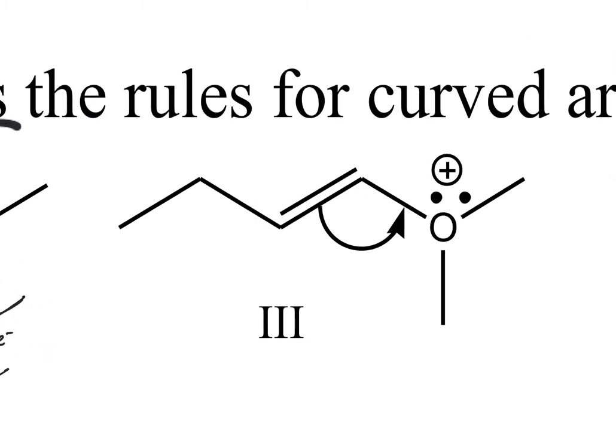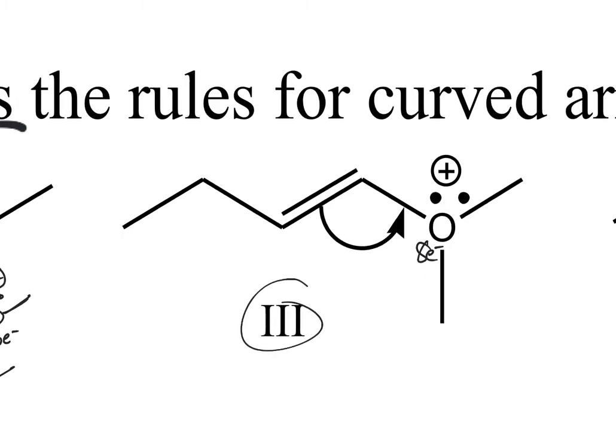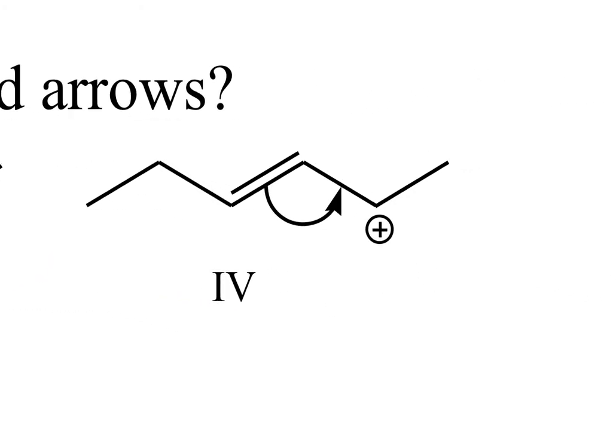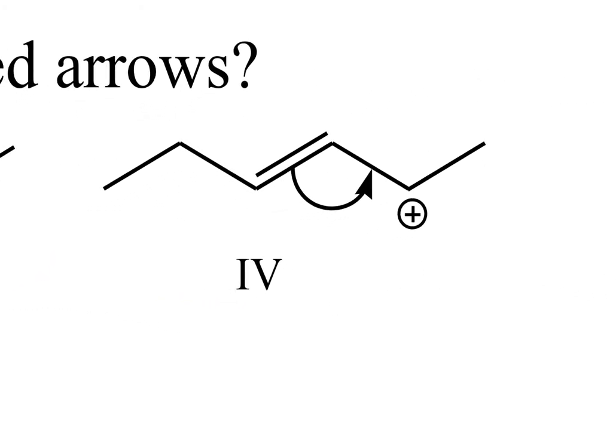3 is also going to violate the rules because you have an oxygen here with 8 electrons, and you have pi electrons going towards it, so that would give it 10, and that can't happen. 4 is perfectly reasonable. This carbon there only has 6 electrons. It has a positive charge. The pi electrons are in resonance with that.